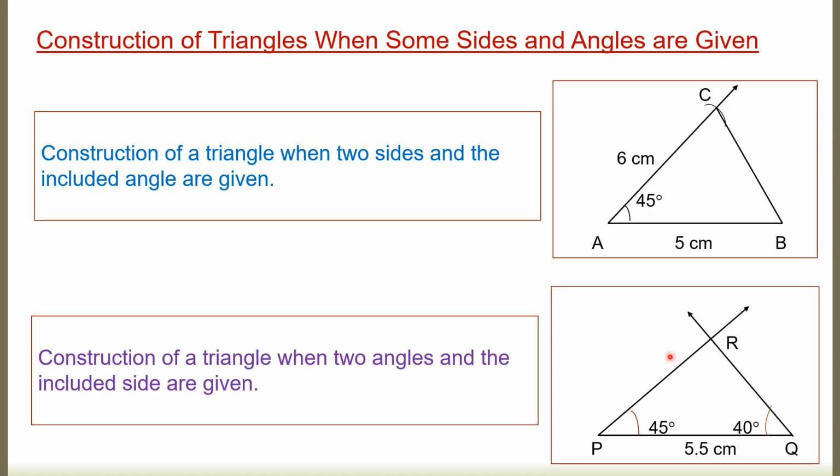Now the next one, construction of a triangle when two angles and the included side are given. Now let me see here. PQ is a line segment, 5.5 centimeter. Draw this. Then at the point P, with the help of your protractor, mark 45 degrees. The ray will go like this. At the point Q also, mark another angle 40 degrees and the ray will be going like this. Let the two rays meet at the point R. Now PQR will be the required triangle.